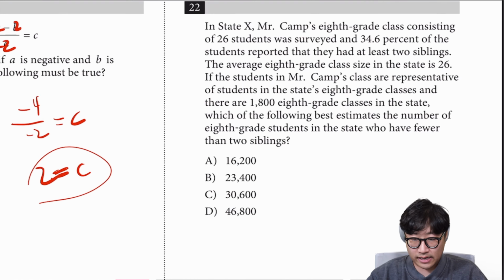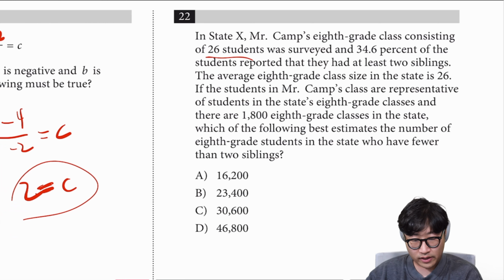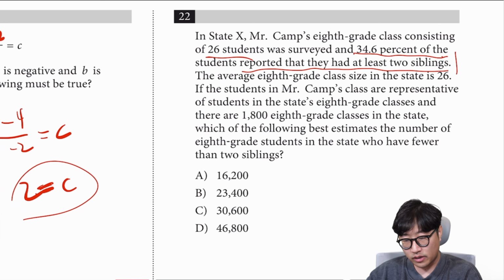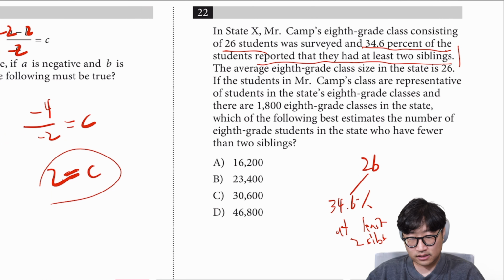Number 22. In State X, Mr. Cam's 8th grade class consisting of 26 students was surveyed, and 34.6% reported that they had at least 2 siblings. Okay, so 26 students, and 34.6% of them have at least 2 siblings. Just kind of mark that. The average 8th grade class size in the state is 26.